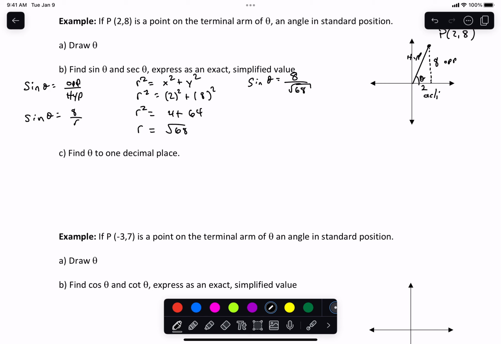Make it a fraction. Nope. You need to multiply by root 68 over root 68. Because that turns into... Am I done? No. Okay, what else do I have to do?